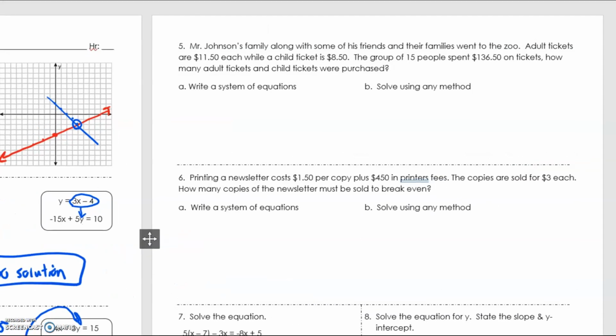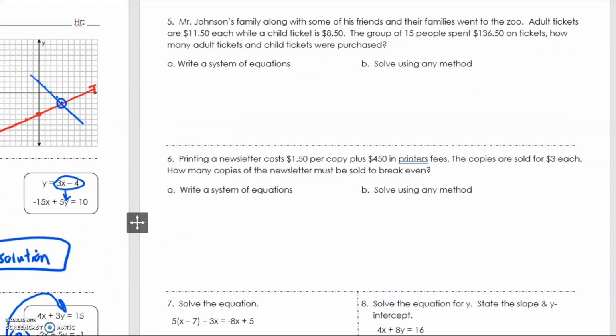Question number 5. Mr. Johnson's family, along with some of his friends and their families, went to the zoo. Adult tickets are $11.50 each, while child tickets are $8.50. The group of 15 people spent $136.50 on tickets. How many adult tickets and child tickets were purchased? First part is to write your system.